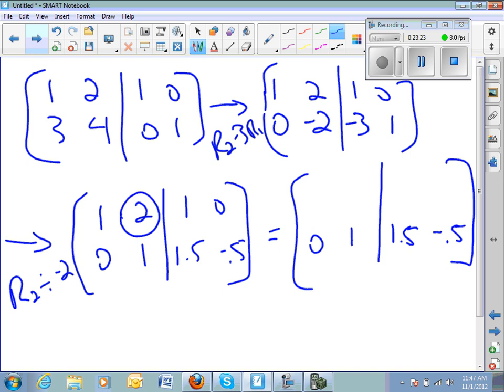Row 1 minus 2 times row 2. Look how nice this is. Row 1, 1 minus 2 times 0 leaves that as a 1. Here I've got 2 minus 2 times 1. Here's the 0 I wanted. And then here, 1 minus 2 times 1.5, so that's 1 minus 3, negative 2. And then here, 0 minus 2 times negative 5, so it's going to be 0 plus 1, 1. And so there's the matrix.